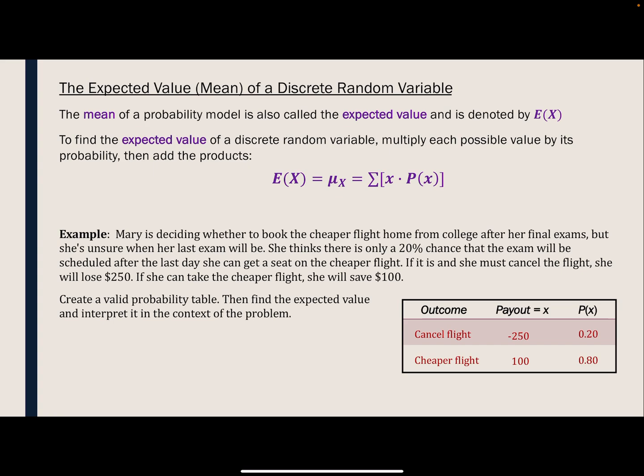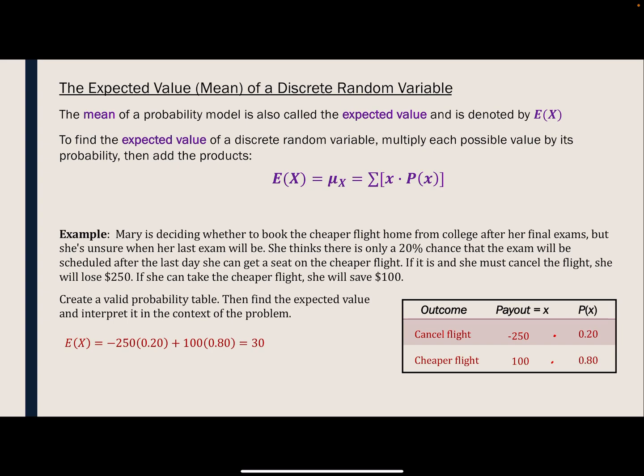So we're going to take each of the x values and multiply them by their corresponding probabilities, and then add those values up. So we're going to take negative 250 times 0.2 and add it to 100 times 0.8. And we get an expected value of $30.